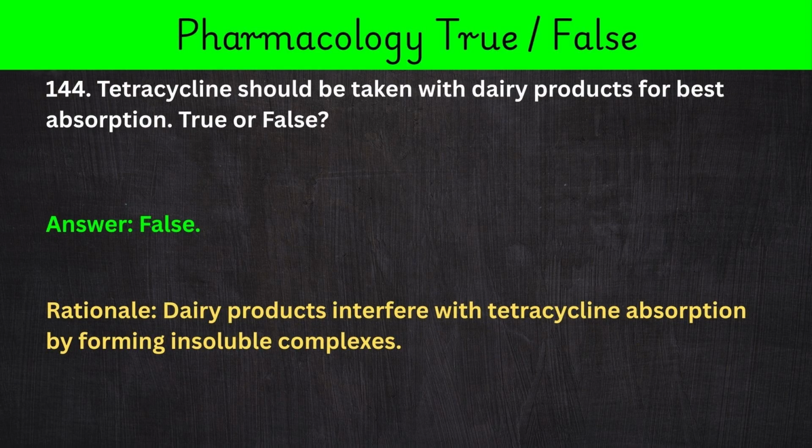144. Tetracycline should be taken with dairy products for best absorption. True or false? Answer: false. Rationale: dairy products interfere with tetracycline absorption by forming insoluble complexes.